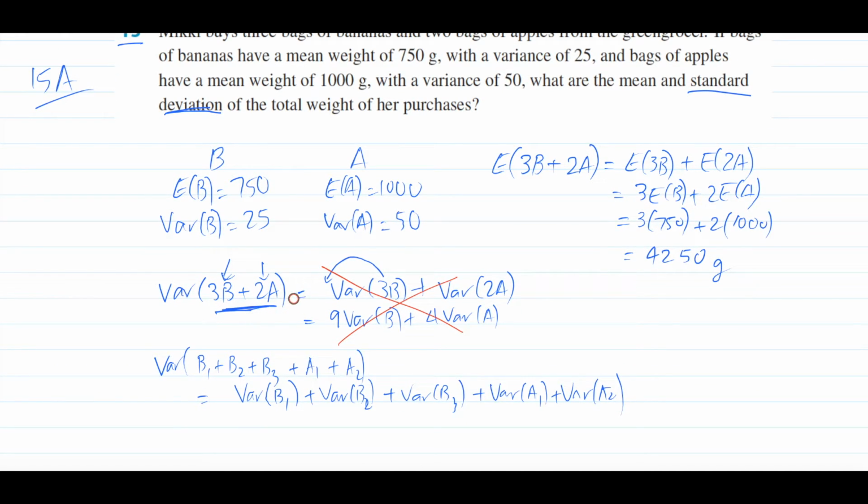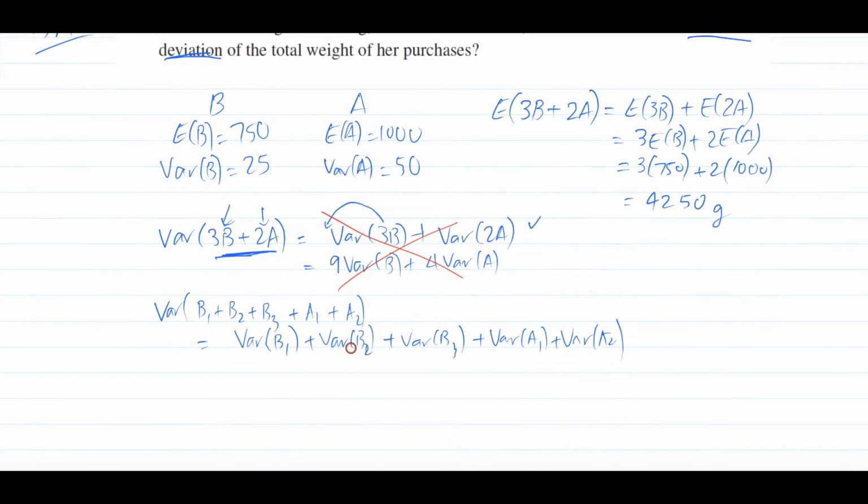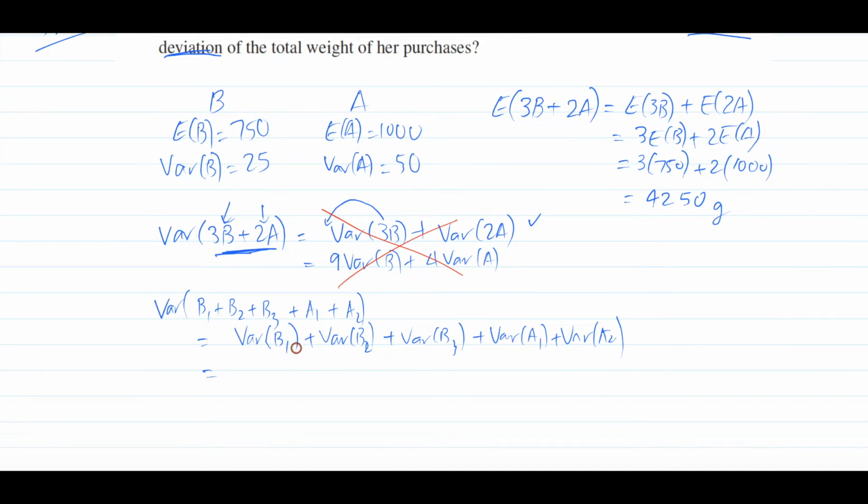I'll show you a scenario where you actually can use this later on, but for now let's stick with this first. So yes, variance of bag 1 plus variance of bag 2 plus variance of bag 3 is the same as 3 times variance of B. They're still bags of bananas, but they're different bags. So what's happening is you just can't square it. You just multiply by how many bags there are. So 3 times that variance plus 2 times variance of A.